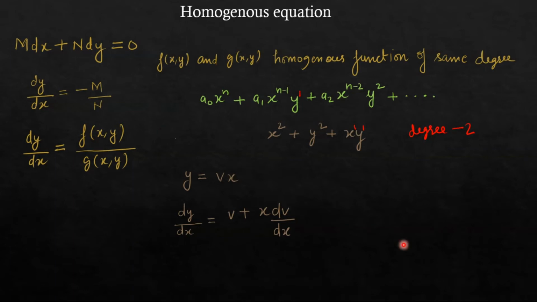An example of a homogeneous function can be like this: x square minus y square tan of y by x. Now what is the degree? This is degree 2, power 2, and here also power is 2, and tan of y by x has degree 0, because the degrees in y by x get cancelled out. So it is a homogeneous function with degree 2. Now let me show you by an example how to solve such kind of problem.